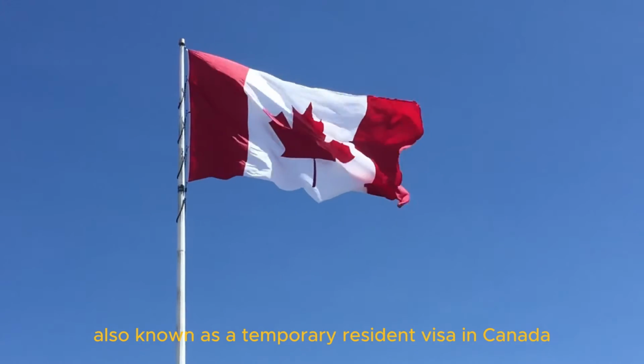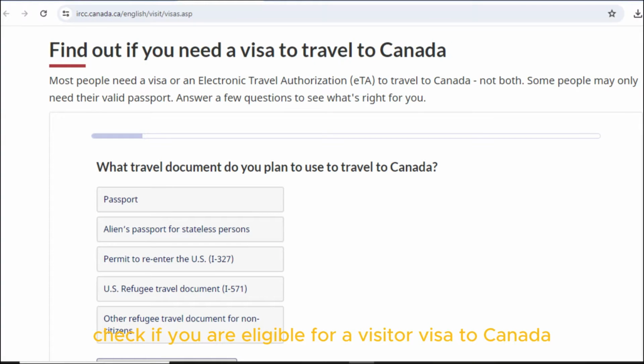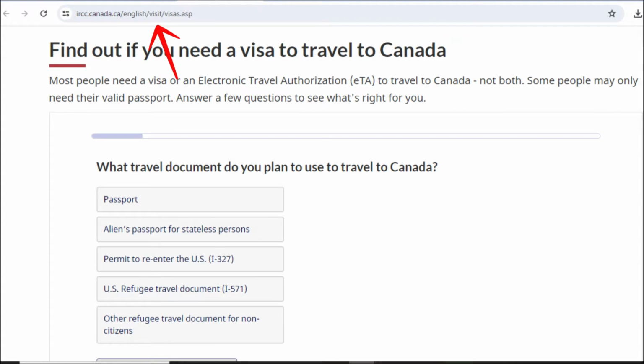to Canada. Number 1. Determine your eligibility. Check if you are eligible for a visitor visa to Canada by reviewing the eligibility criteria on the Government of Canada's official website.